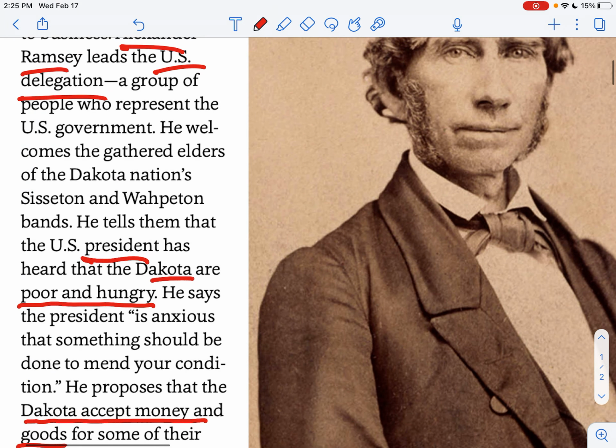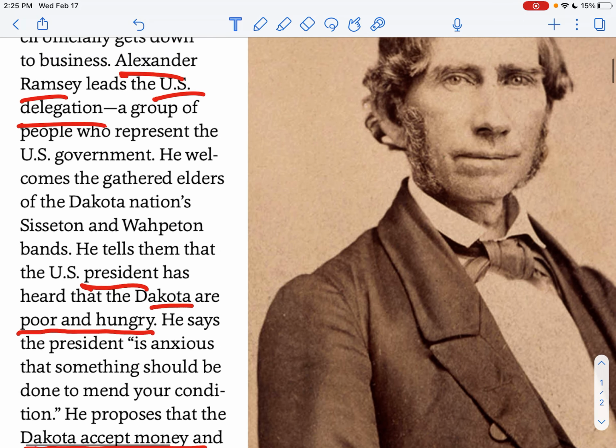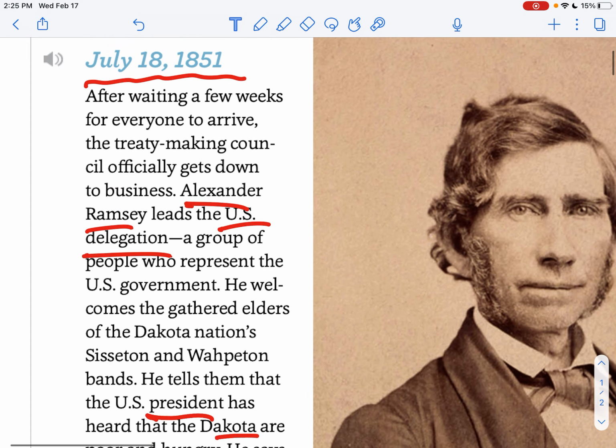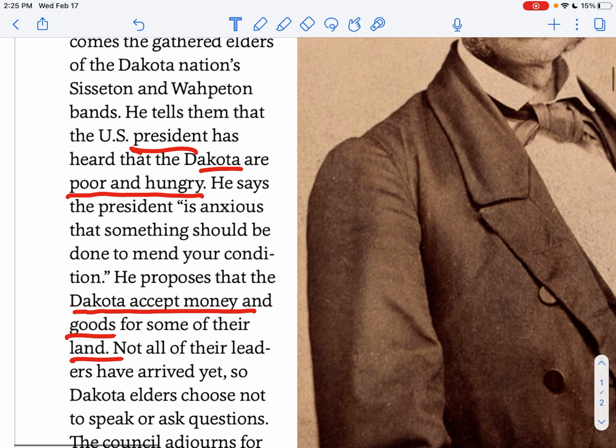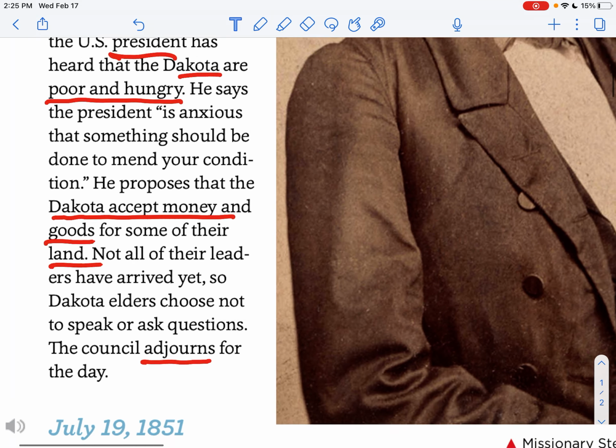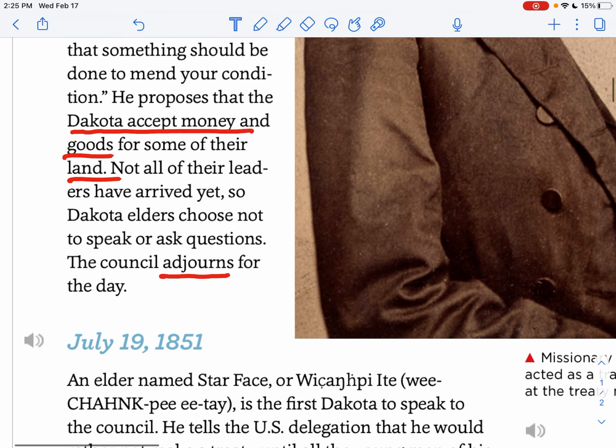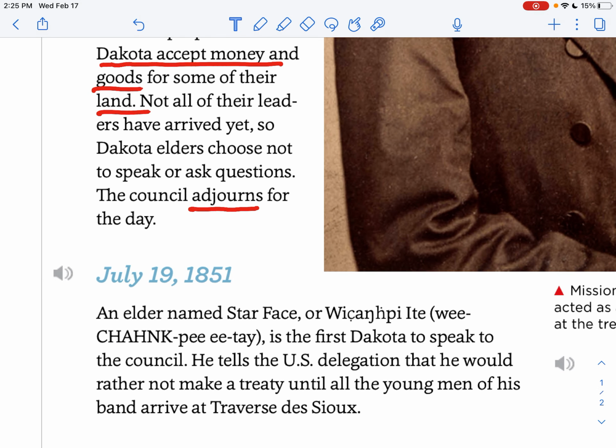So, the first day was, excuse me, July 18th, 1851, first actual day of the treaty. Ramsey speaks, and again, I'm just summarizing this, and he says, hey, the president knows you guys are poor and hungry. How about we go ahead and give you some money and goods for your land? And what did the Dakota tell him? We're going to wait for our people to get here. We don't have all of our people here. We want to wait for them all to get here.